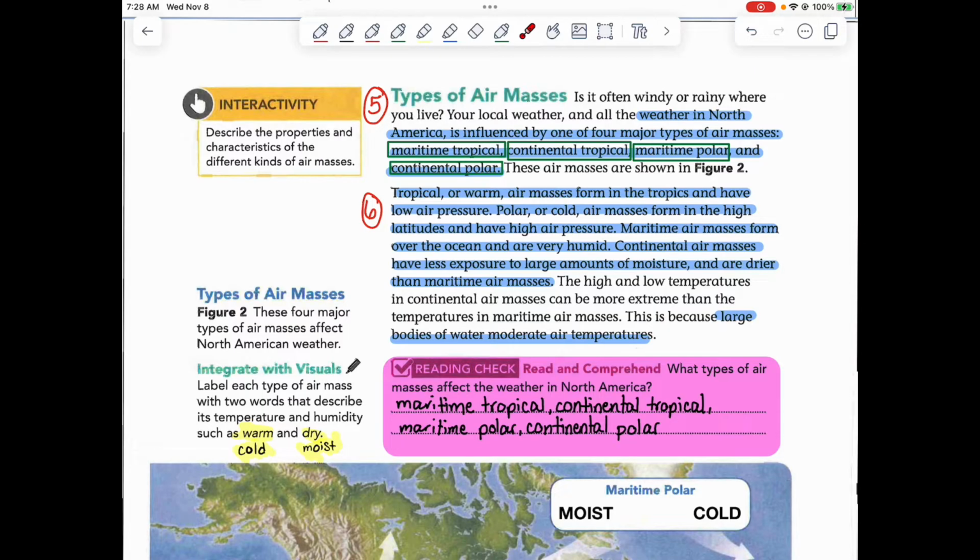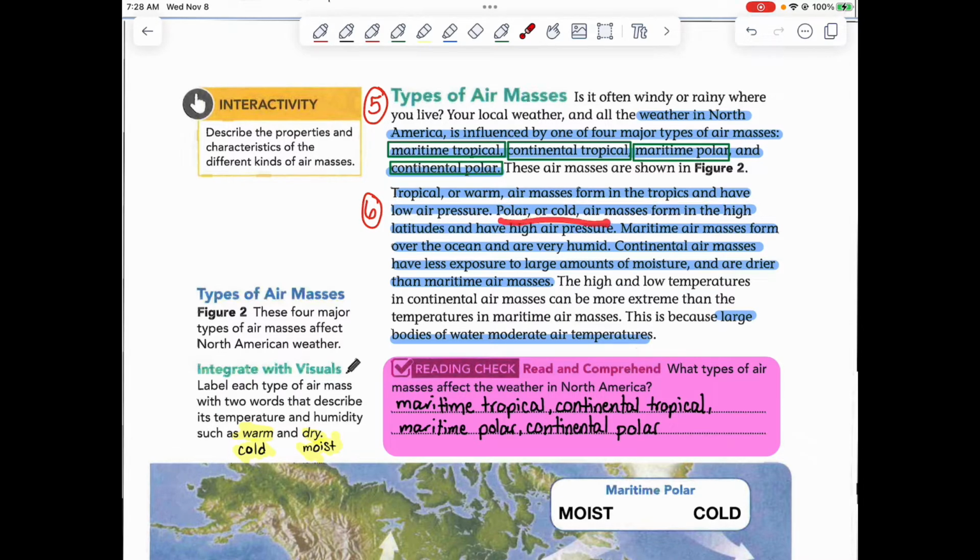And then in paragraph 6, we're going to look at what do each of them mean. So in paragraph 6, it's a big chunk that I highlighted here because it's got a lot of really important information about the types of air masses. Tropical or warm air masses form in the tropics and have low air pressure. I definitely need to know that.